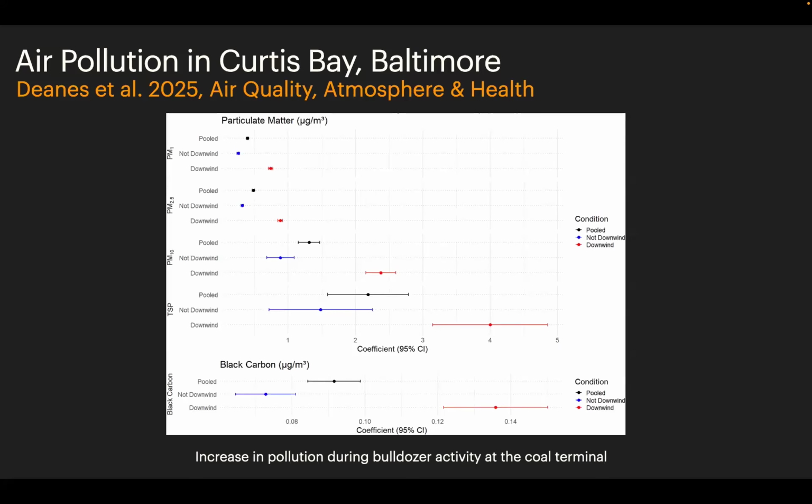Okay. So the first work we did was looking at the association of downwind and bulldozer activity with elevated air quality levels. And we pretty much found that for all of the major pollutants, you see an elevation in concentrations when there is ongoing bulldozer activity, and that elevation is accelerated when a site is downwind of the coal terminal.